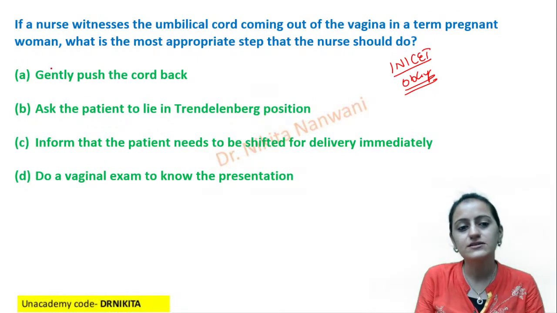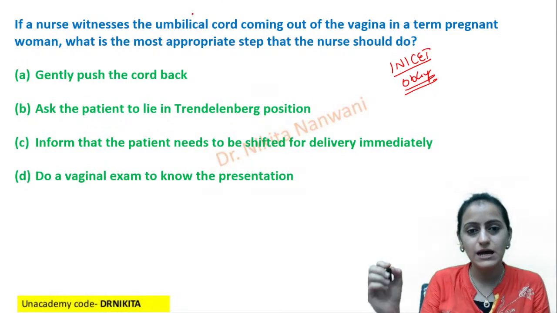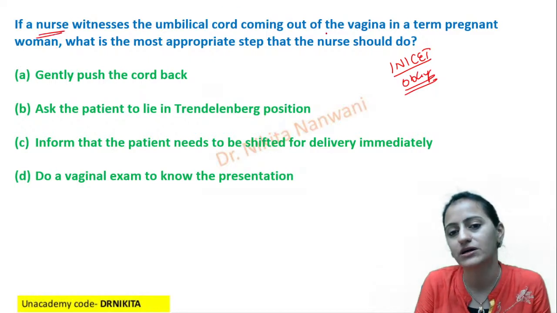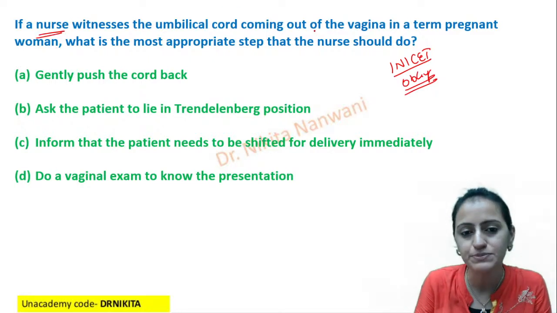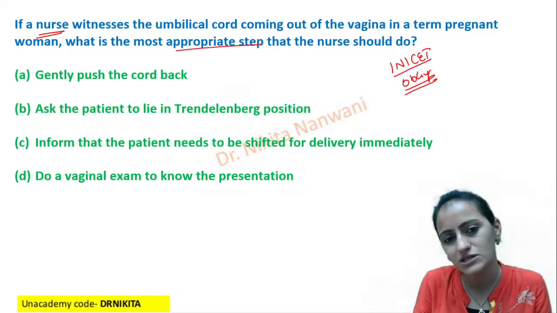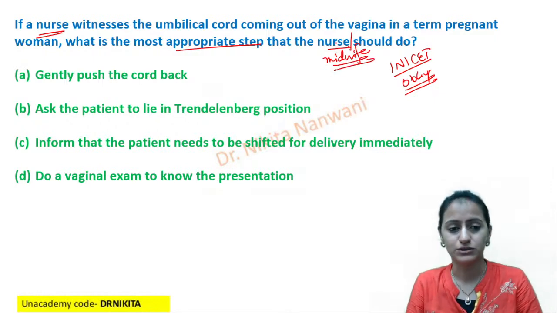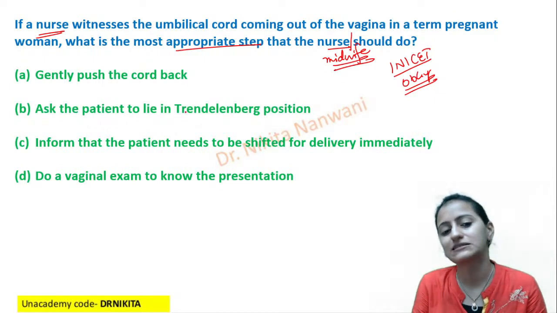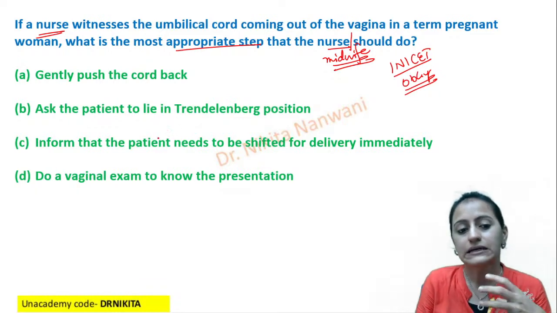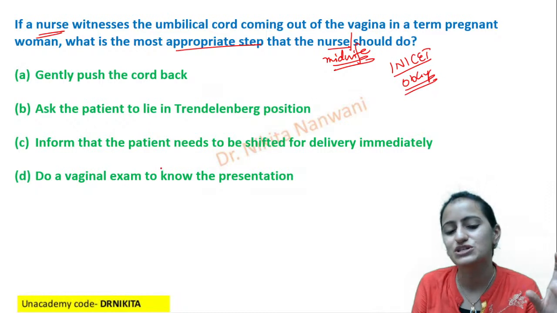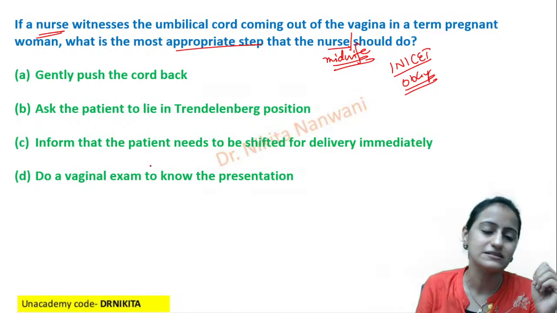Alright, so this is a question on your cord prolapse. If a nurse witnesses the umbilical cord coming out of the vagina in a term pregnant woman, what is the most appropriate step that the nurse, I think the question actually mentioned midwife, should do? Okay, what should the midwife do? Gently push the cord back, ask the patient to lie in Trendelenburg, inform that the patient needs to be shifted for delivery immediately, or do a vaginal examination to know the presentation.